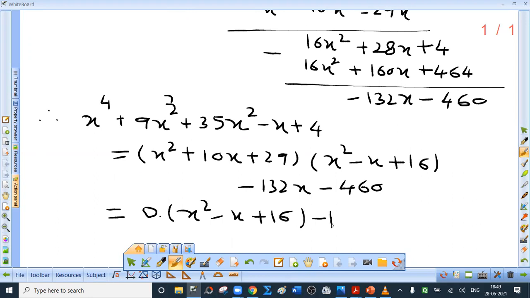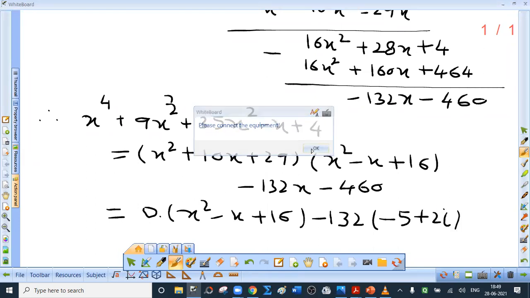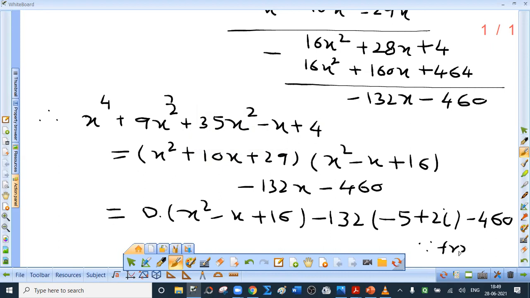Note what x is. You have to substitute the value of x. See, the answer is a complex number. It should be of the type a plus ib. So it is minus 5 plus 2i. So I have to write that minus 460. The reason for this step from 1.